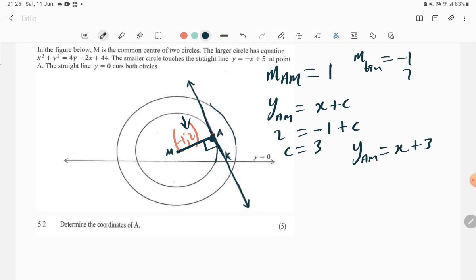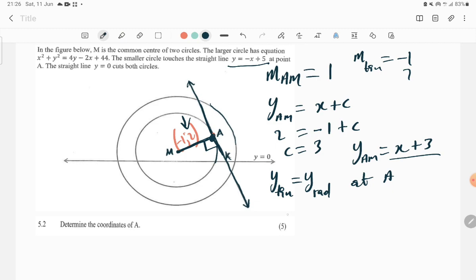We are not done. The idea is to find the coordinates of A, and we said in order to find the coordinates of A, this is where these two lines intersect. Therefore we are going to equate their equations. Now, after understanding that the equation of the tangent is equal to the equation of the normal line, which is of the radius at A, we are going to equate these equations. So we are going to equate this equation and this equation.